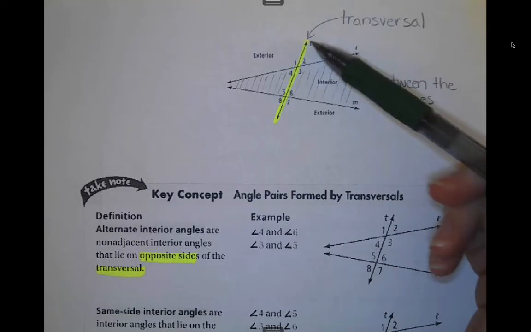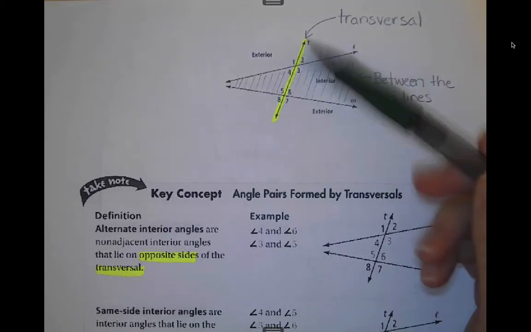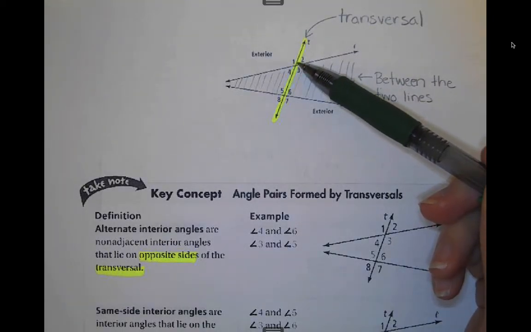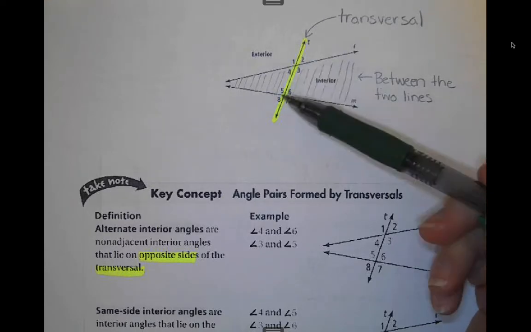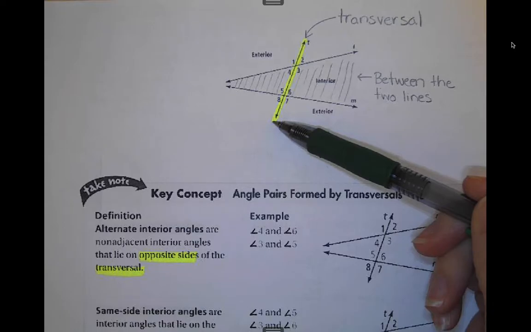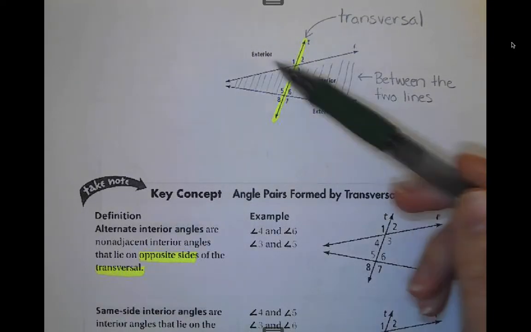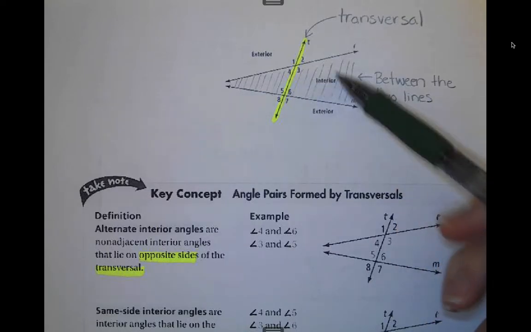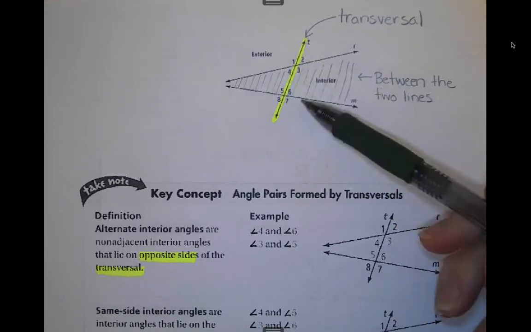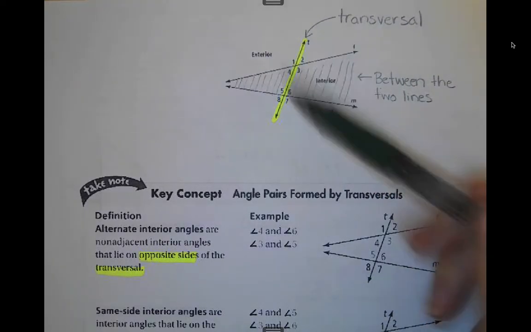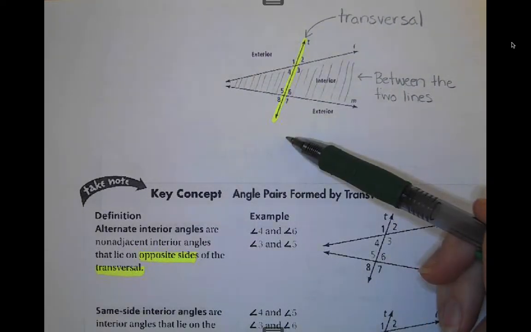When we have a transversal, so this is a line that intersects two or more, in this case two, coplanar lines at two distinct points. This is our transversal that I highlighted. We talk about the other lines that are intersected by the transversal as having an interior space in between these lines and an exterior space above or below one of the lines.